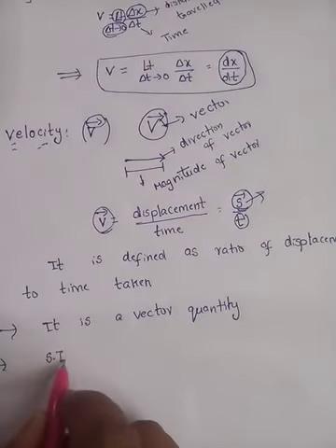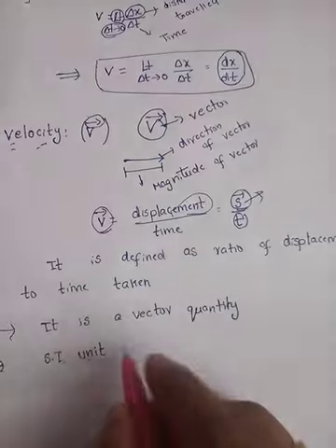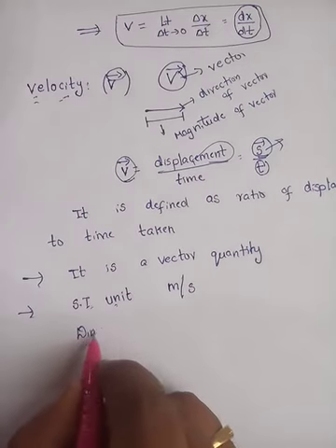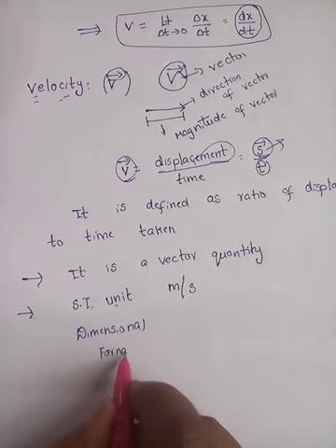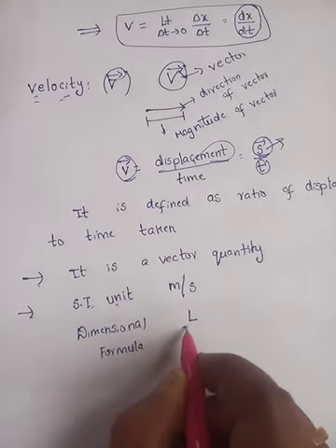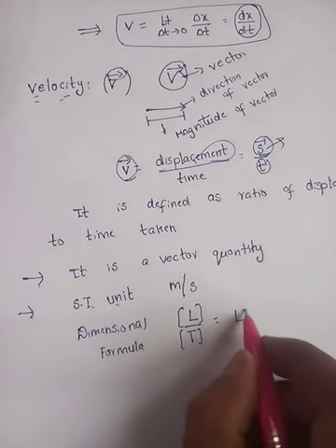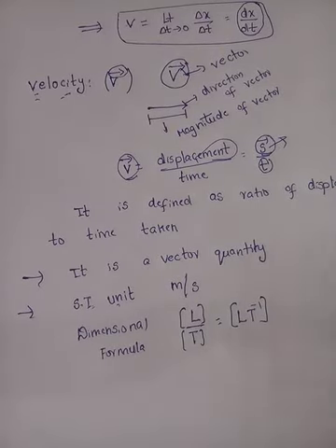The SI unit is the same as speed. What is the SI unit here? Displacement is measured in meters, and time is measured in seconds. If you write the dimensional formula, the meter is represented as L and time as T in square brackets, so it can be written as L T power minus 1. So this is velocity. Have you come to know the difference between speed and velocity? Speed is distance by time taken. Velocity is displacement by time taken.